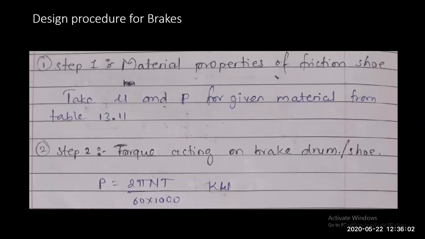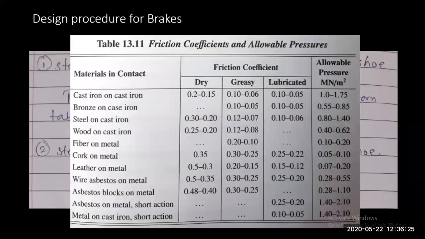So step one, material properties of the friction shoe. Suppose in the question, usually the material for the shoe will be given. In that case you should take the value of mu and pressure p from the table. So this is the table 13.111. From this table just extract the values, whichever material is in contact and what it is in contact with.